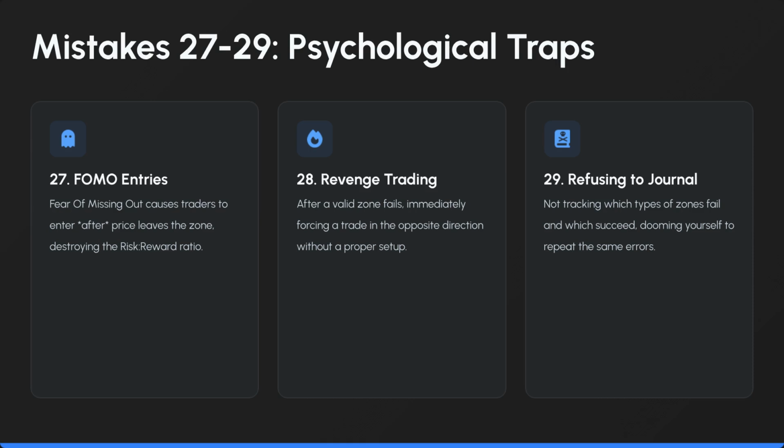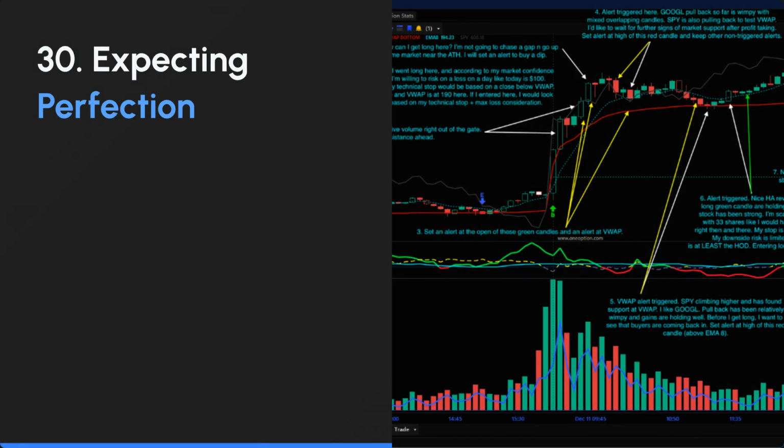Mistakes 27 through 29. Avoid FOMO entries that destroy your risk-reward ratio. Do not revenge trade after a loss, and always maintain a trading journal to learn from your mistakes instead of repeating them. Finally, mistake 30 is expecting perfection.